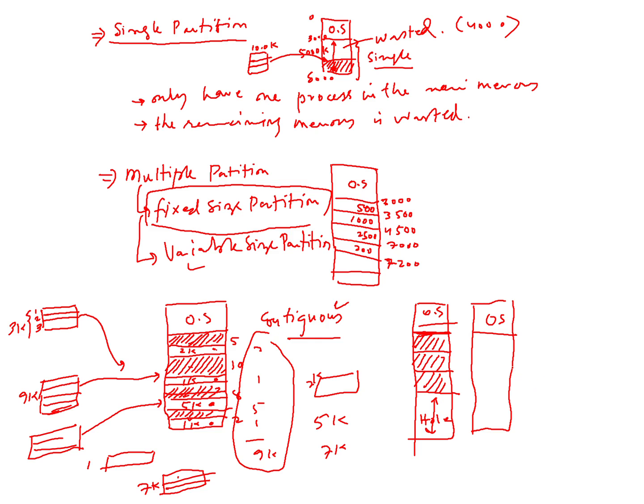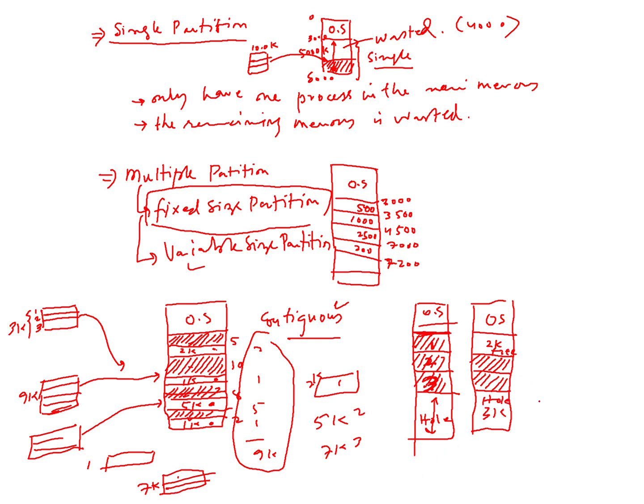Now the problem with this approach is that, for example, if this is process 1, this is process 2, and this is process 3. Suppose at some time process 1 has finished its execution, but process 2 is there and process 3 is there. Process 1 was 2k, so we have 2k free here now, and maybe we have 3k remaining as a hole here.